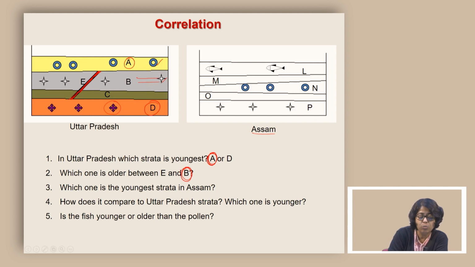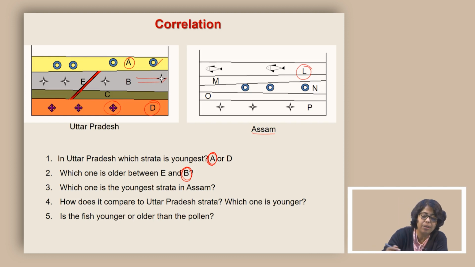Now, the question is which one is the youngest strata in Assam? Again we will use the same principle and say L is the youngest strata in Assam. Now is the time to correlate. How does it compare to Uttar Pradesh strata? Which one is younger?